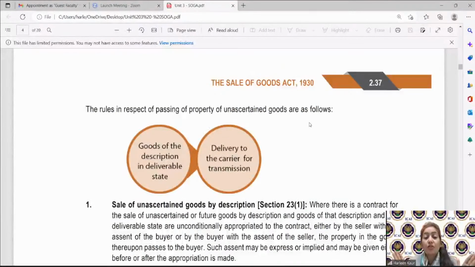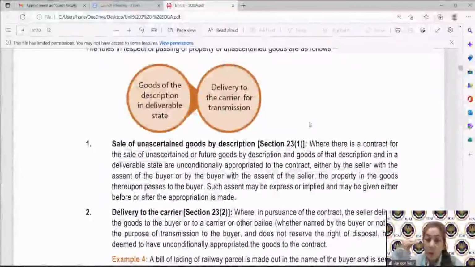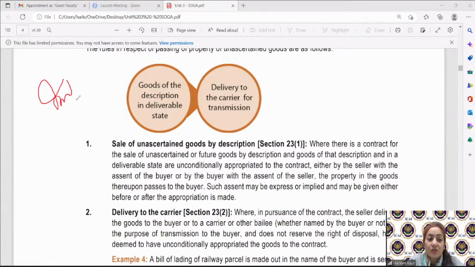But the Sale of Goods Act tells you in a more detailed and understandable way. Section 23 subsection 1 and section 23 subsection 2 are very, very important and interesting sections to understand. It gives the rules for passing the property of unascertained goods. There are two stages. Number one, the goods must be in a deliverable state. And number two, delivery of goods to a carrier.